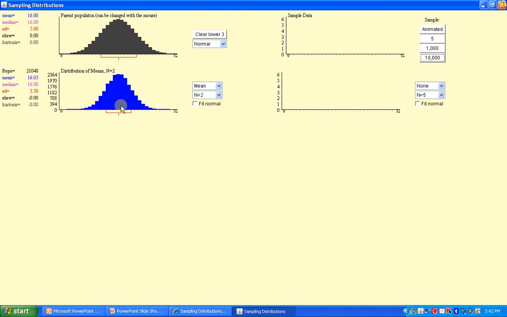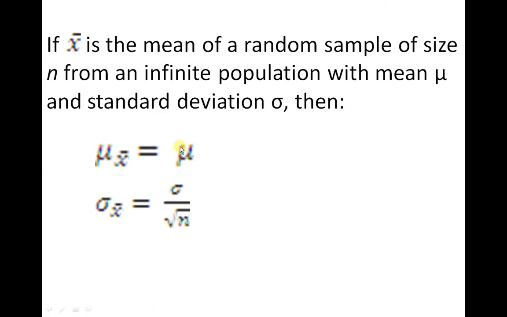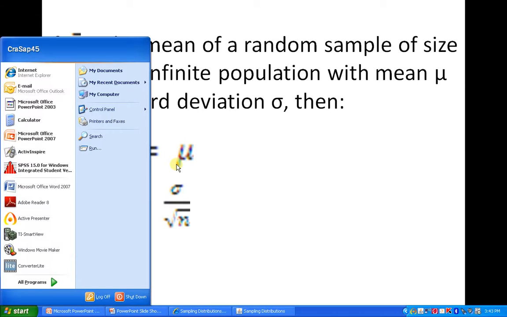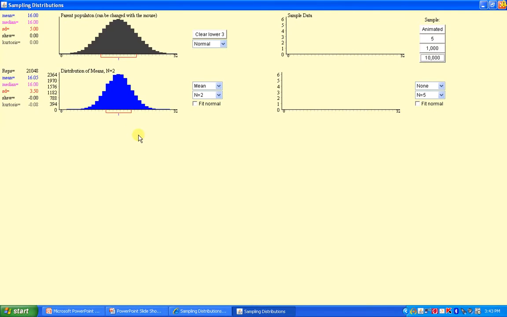One thing we can notice here is that the original mean was 16, and the mean of our sampling distribution is 16.05. Let me go back to what we were just saying. That's what this says. The mu by itself is the mean of the population. This is saying that the mean of all of your possible x bars is equal to the mean of your population.